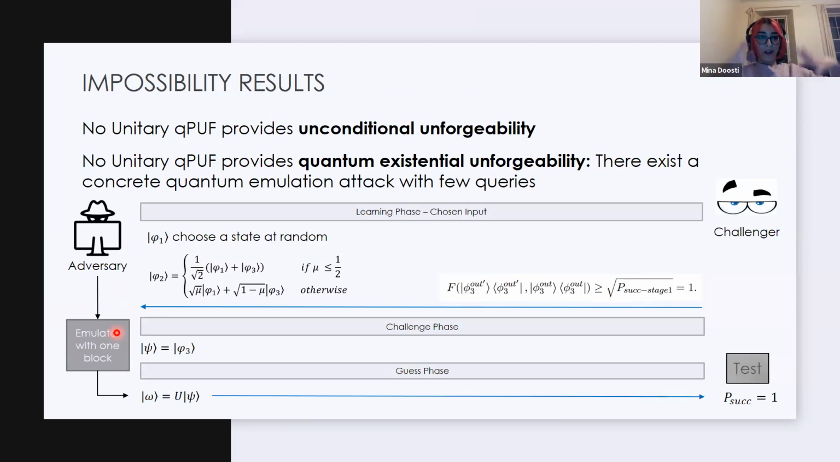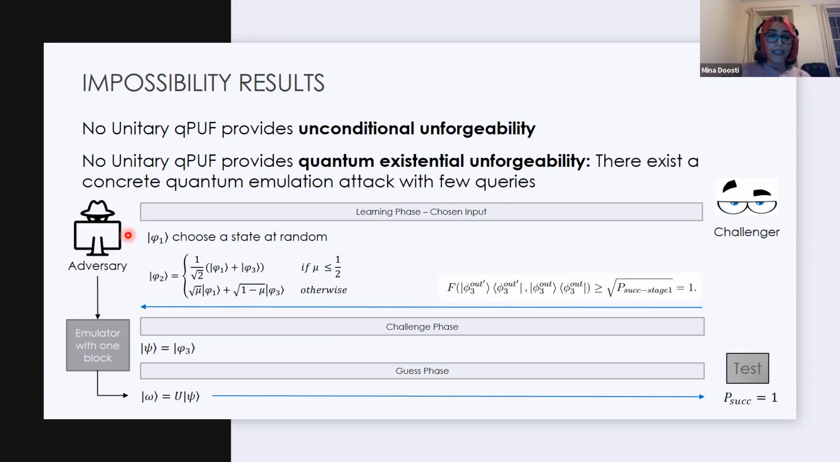Based on this knowledge that you gain by looking at the emulation algorithm, we can have our impossibility results. The first impossibility actually has nothing to do with the emulation. It's just that if you allow an unconditional exponential adversary, there's no way that you can have security for unitary quantum PUF, because any unitary can be learned in exponential time. But the second result says that you cannot have any unitary quantum PUF that satisfies existential unforgeability, and the reason is that you have a very small emulation attack with just one block that breaks the existential unforgeability for PUF.